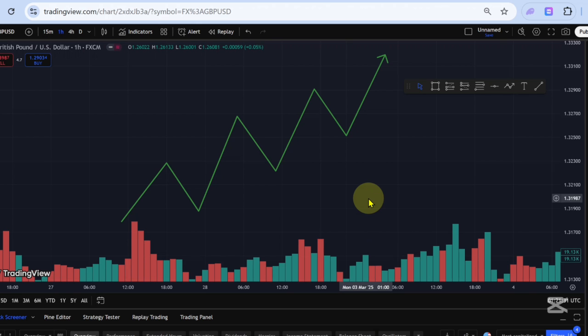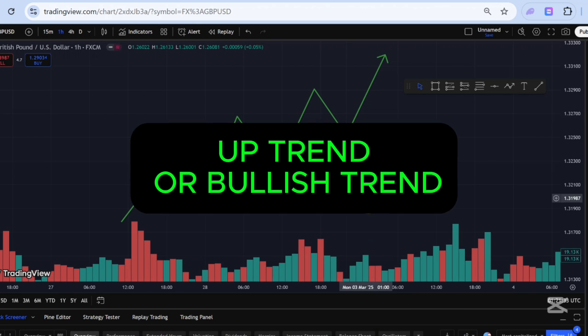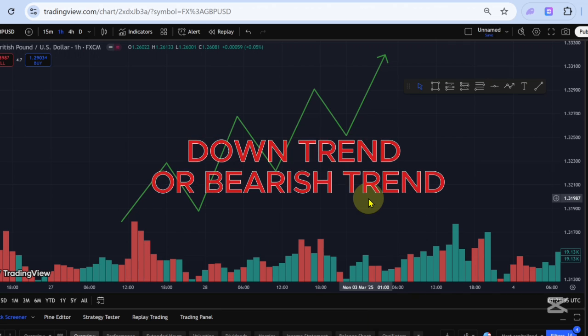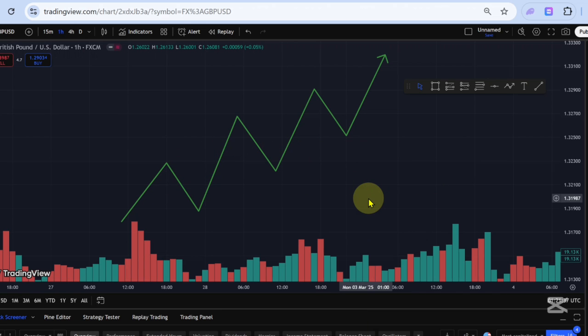Basically, there are two types of trend: uptrend or bullish trend, downtrend or bearish trend. Now let's start with the uptrend.